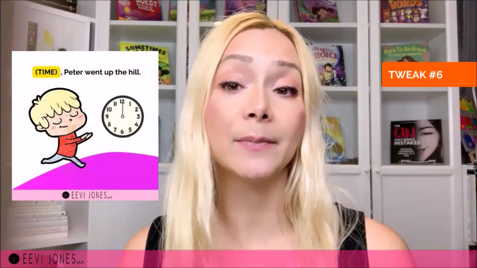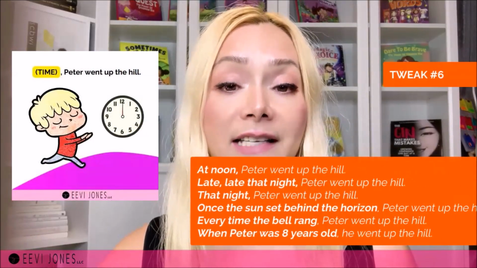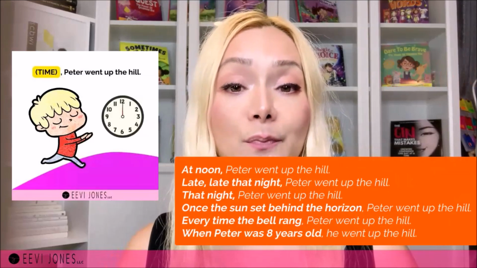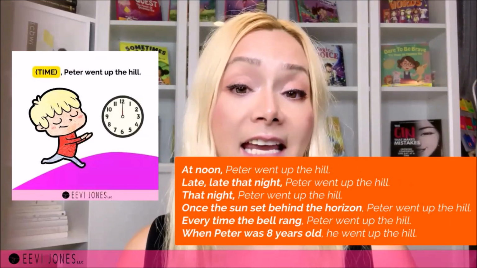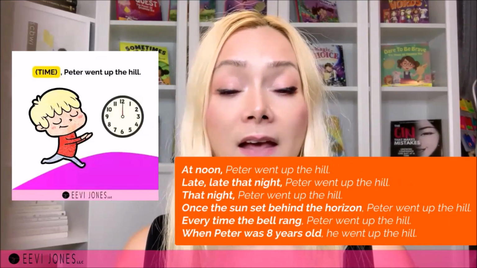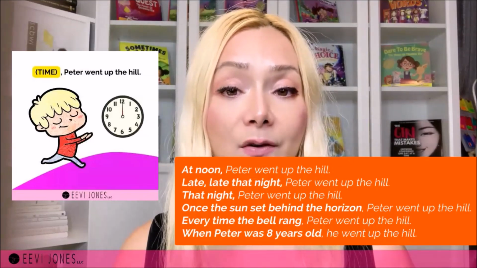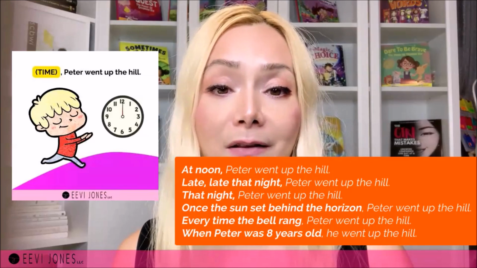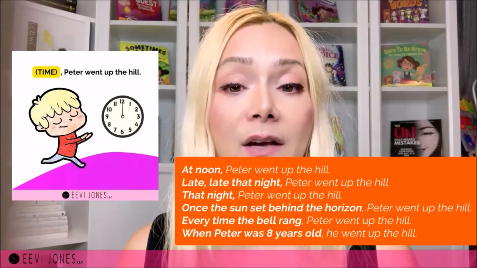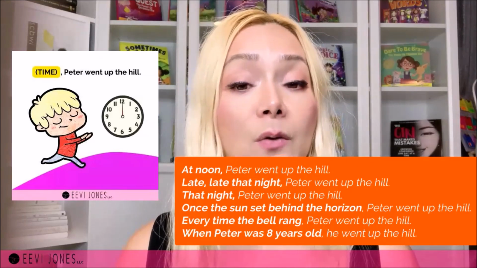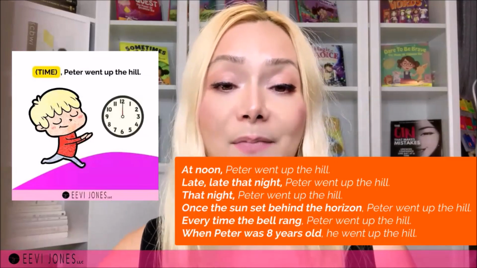Tweak number 6 is to begin our sentence sharing the time at which something is done. Here are some examples. At noon, Peter went up the hill. Late that night, Peter went up the hill. That night, Peter went up the hill. Once the sun set behind the horizon, Peter went up the hill. Every time the bell rang, Peter went up the hill. When Peter was 8 years old, he went up the hill.